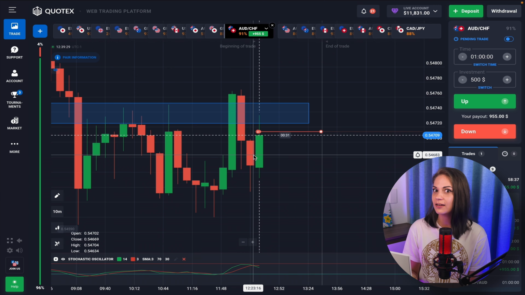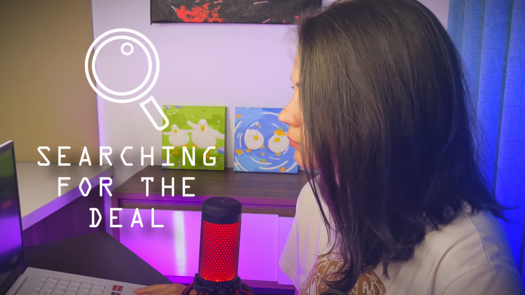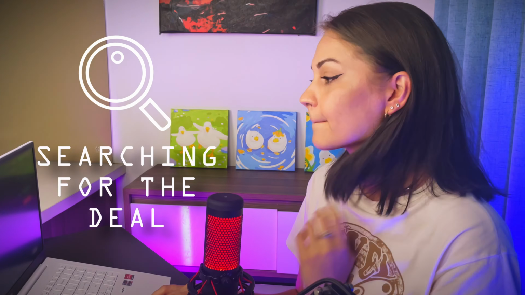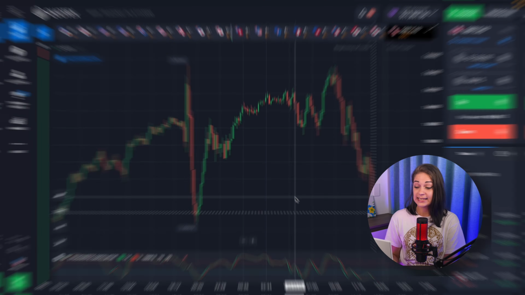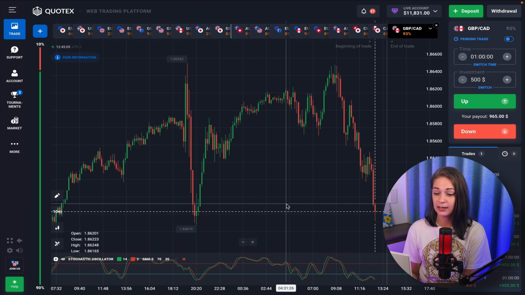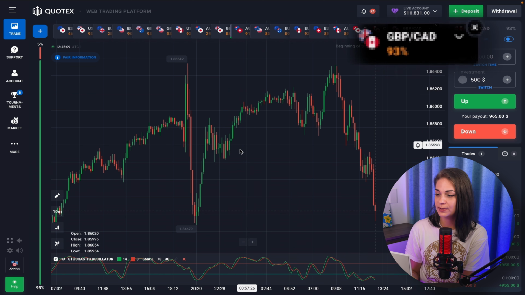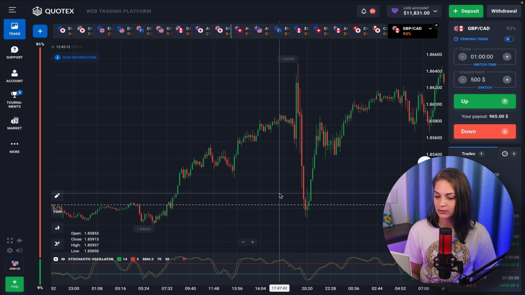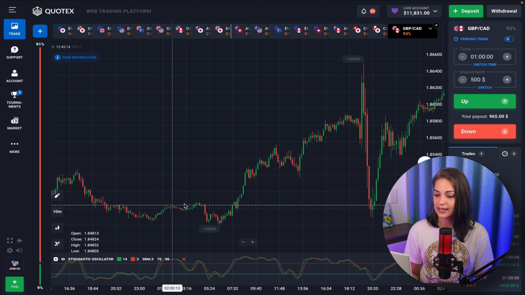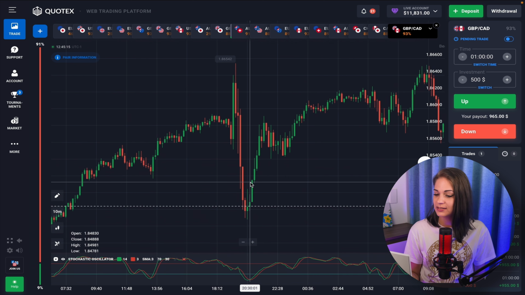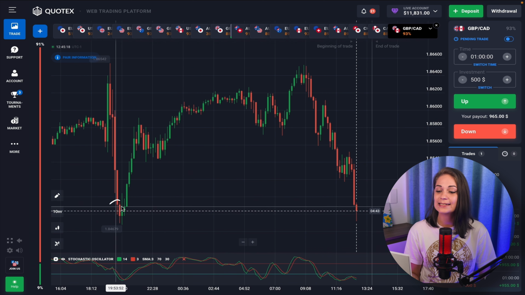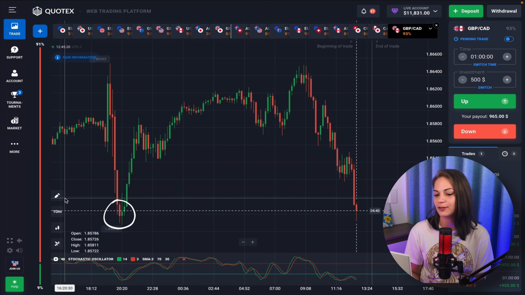Let's try to find another one. Guys, I think I probably found another entry point, and probably it's going to be the last deal for today on the GBP CAD currency pair. Generally speaking, we have this level that worked as resistance. It's not that important. More importantly, we have a demand zone right there.